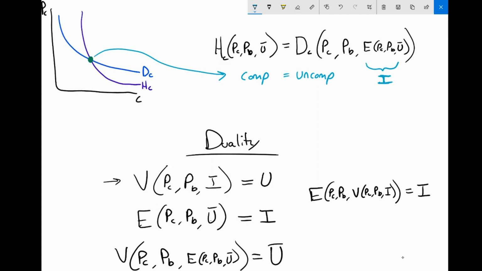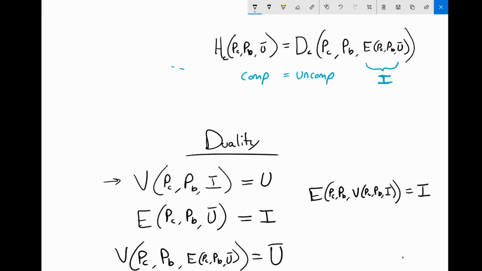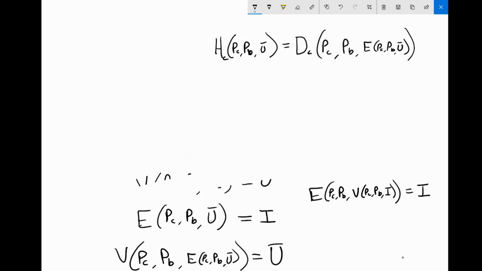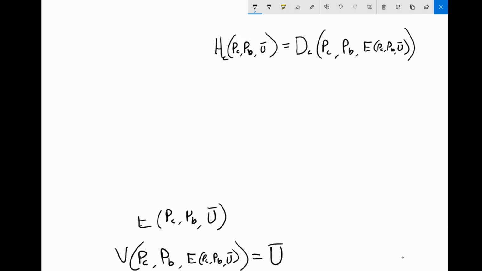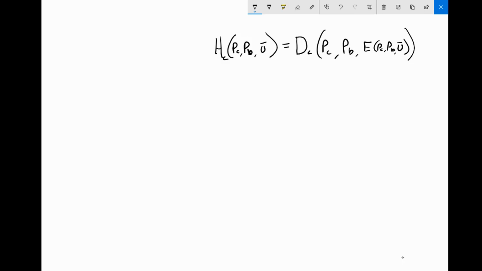All right, this equation is going to form the basis for how we're going to relate these two different demand curves. I'm going to use this equation to relate these two different demand curves.